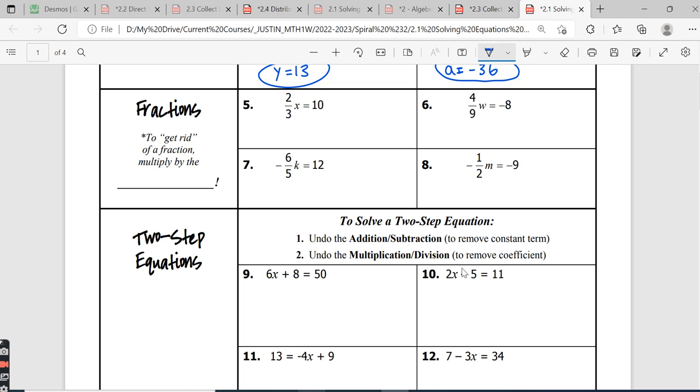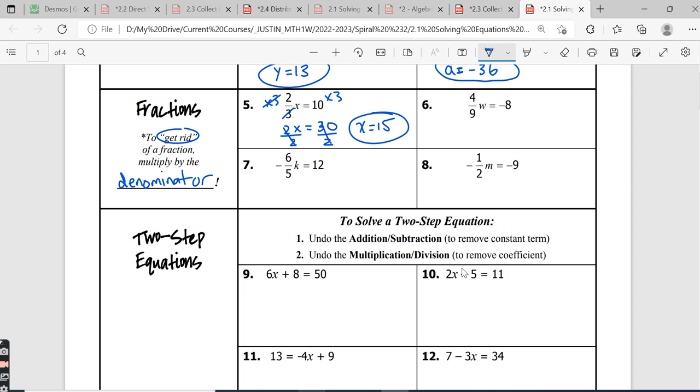Now, there were a few examples that I did not cover, and that was fractions. So what happens when I get a fraction with the variable? Well, to get rid of the fraction, you multiply by the denominator, which is just the bottom of a fraction. So in this case, if I want to get rid of the denominator, I multiply both sides by 3 because the denominator is 3. By doing so, you cancel out the denominator and you get 2x is equal to 10 times 3, which is 30. Then your next step is just to divide both sides by 2. Then x is equal to 15, and you're done.